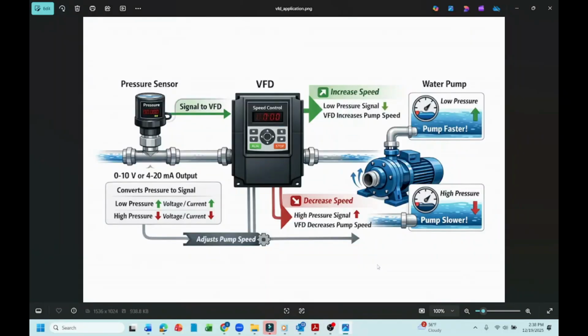Two previous videos we talked about the VFD analog inputs and we learned how, with voltage between 0 to 10 and the current between 4 milliamp to 20 milliamp, we could control the speed of the motor. So here I have an example that shows why it is important and how we use that in a real case, especially in a building.